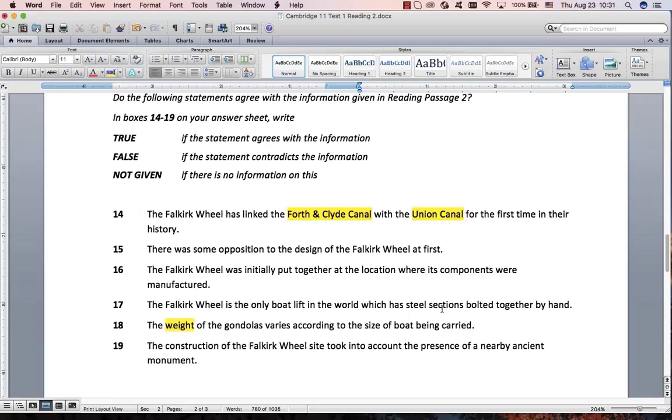What are your circle words? Okay, I've circled the words that I think they will target. A couple of these, I think 2 of them, this method doesn't really work because there was nothing really clear in that sentence. But we'll see. So, it's linked to Forth and Clyde with this canal for the first time. That's probably what they're looking at.